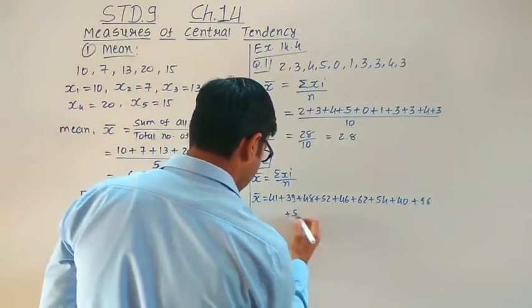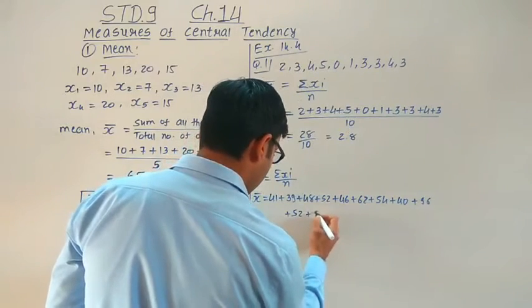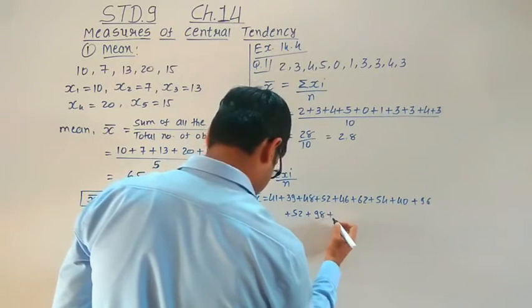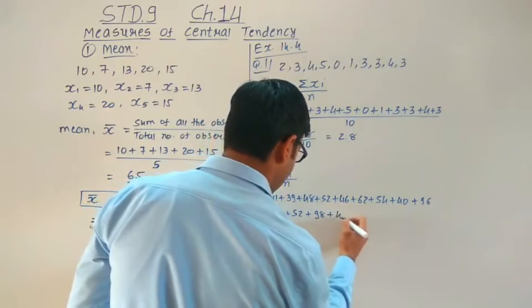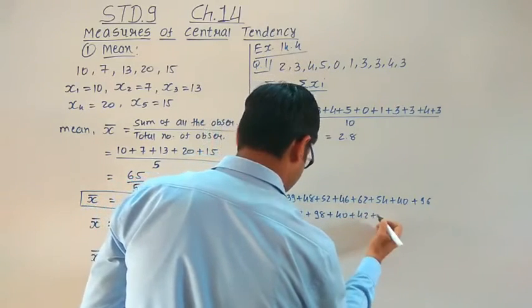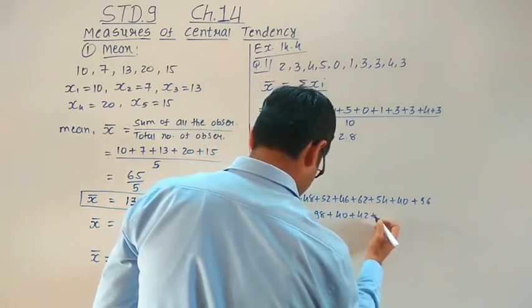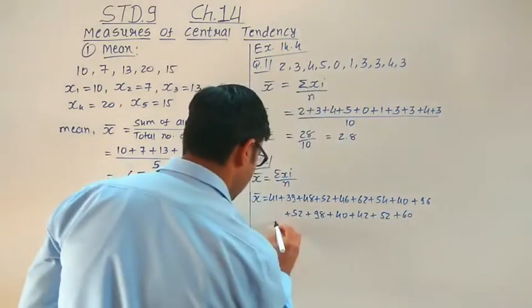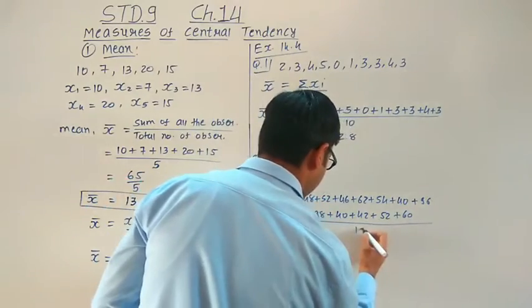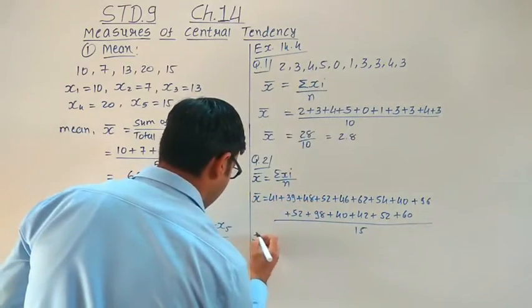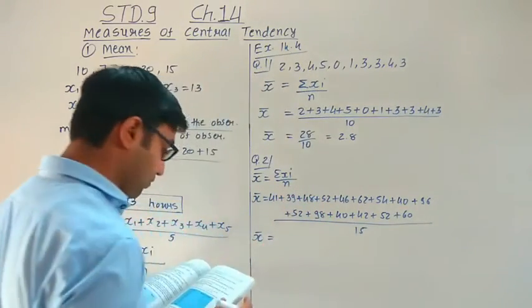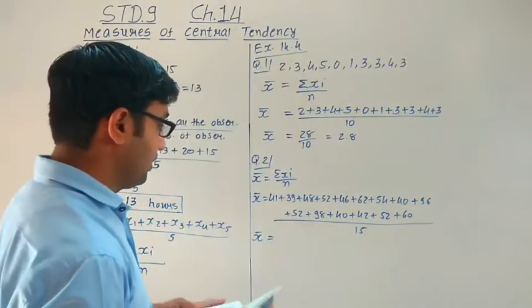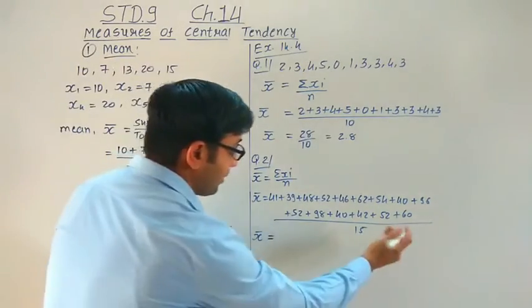plus 52 plus 98 plus 40 plus 42 plus 52 and 60, and all this data we have to divide by 15, because the total number of observations here is 15. So now let us add all these numbers.